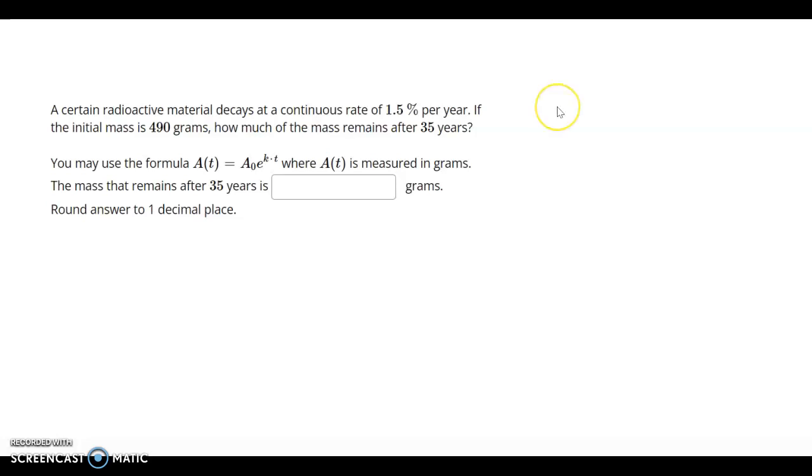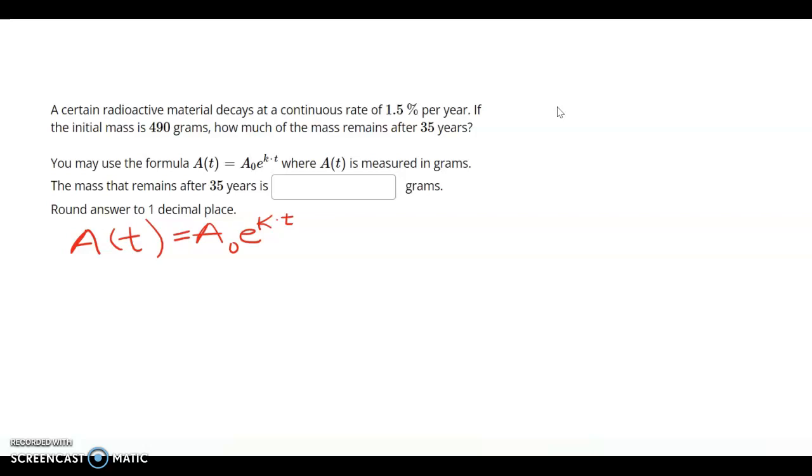We have a certain radioactive material that decays at a continuous rate of 1.5% per year. If the initial mass is 490 grams, how much of the mass remains after 35 years? So we can use this formula: A of t equals A naught, or A sub 0, times e to the k times t, where A of t is measured in grams.